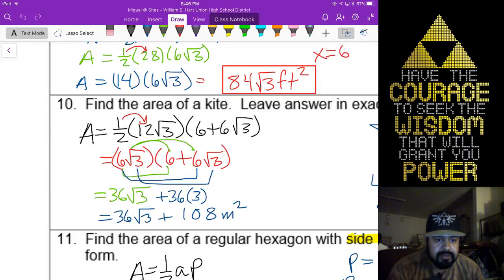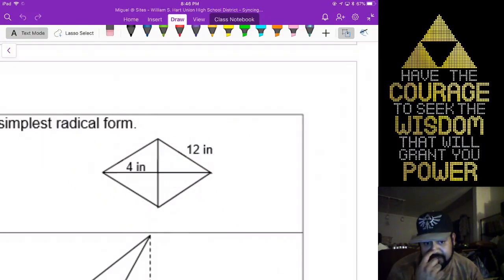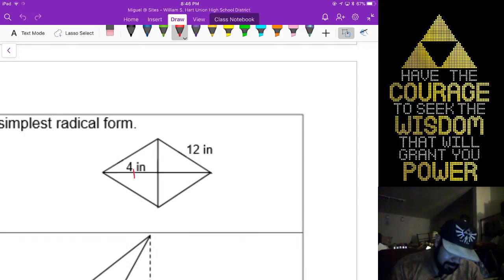Like number 6, we are not using special right triangles. We are actually using the Pythagorean theorem. So first off, those two sides added together, you get diagonal 1, which is going to equal 8.